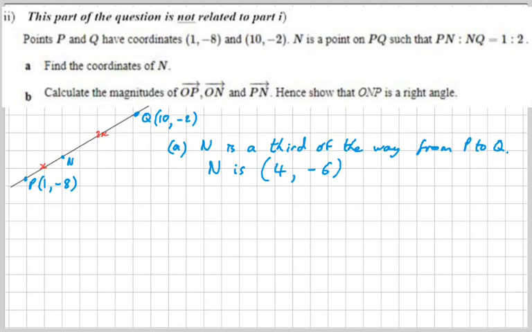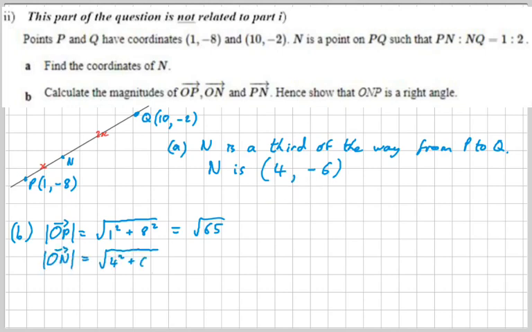And then the last part of this question, we have to find the magnitudes of those 3 vectors. Okay, O to P. Well, O to P is just the coordinates really, isn't it? 1, minus 8. How do we get from 0, 0 to 1, minus 8? Well, that's 1 in the x direction and 8 in the negative y direction. So square root of 1 squared plus 8 squared gives us root 65. If we do the same thing for O to N, using our result from here, square root of 4 squared plus 6 squared gives us root 52.